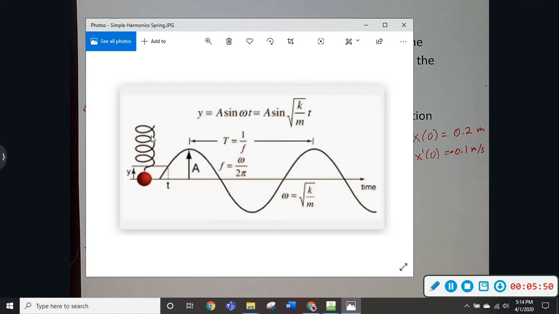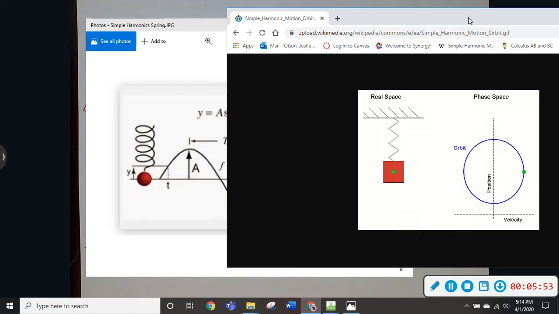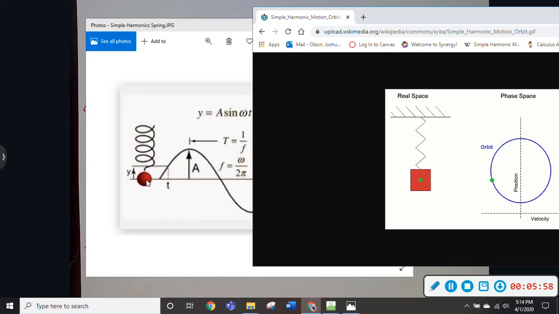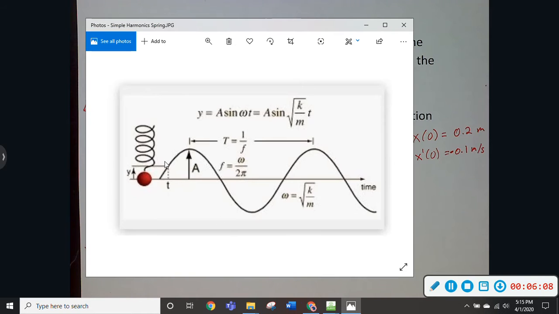So as the spring goes over time, right? So as that spring is moving, let me see if I can match it. Okay, it's in the middle, up, down, up, down. Over time, we create this sine wave, right? We roll that circle out, we create that sine wave. So there's a couple functions we're going to take note of. Y equals A sine wt equals A sine square root of k over m times t. Where did they get the k over m?